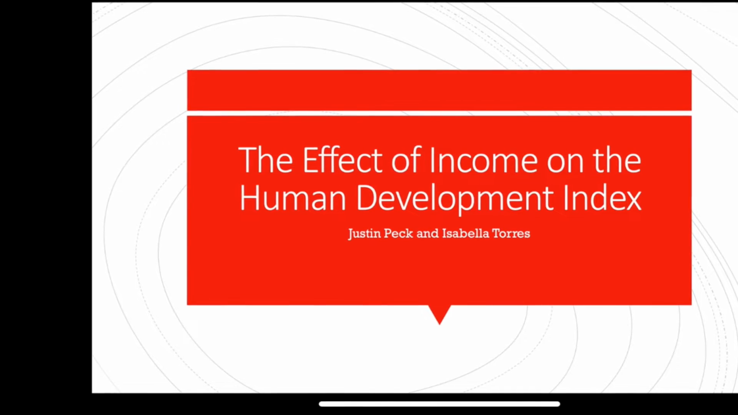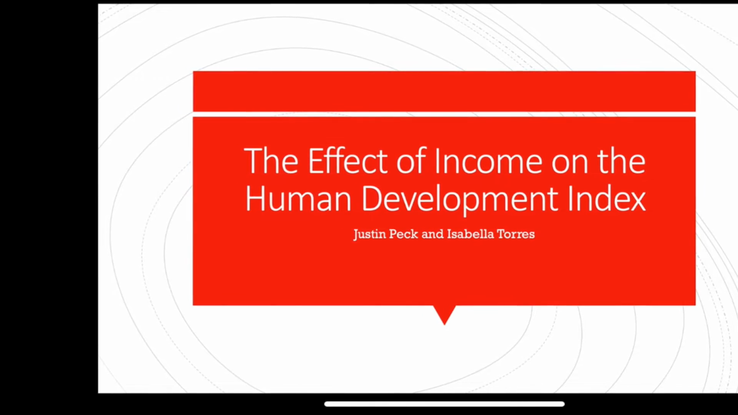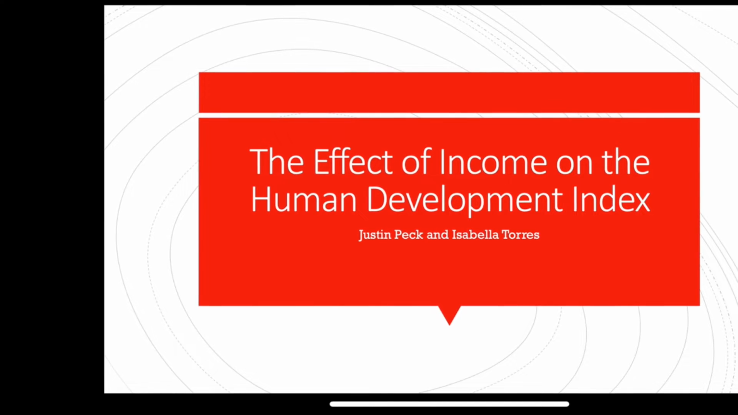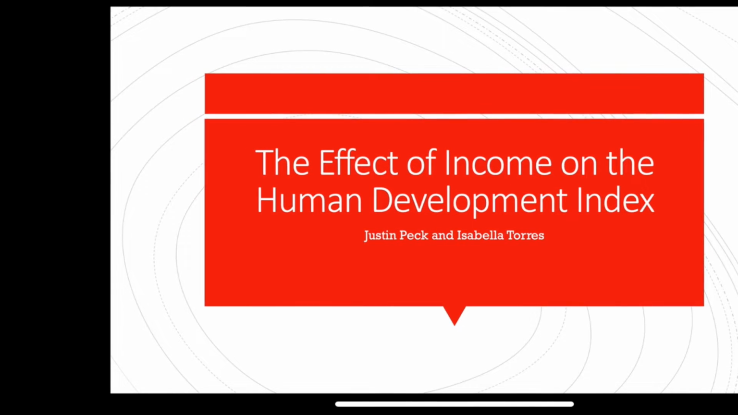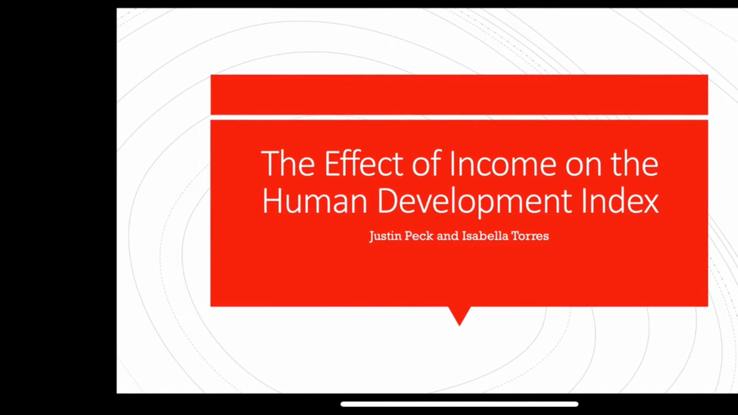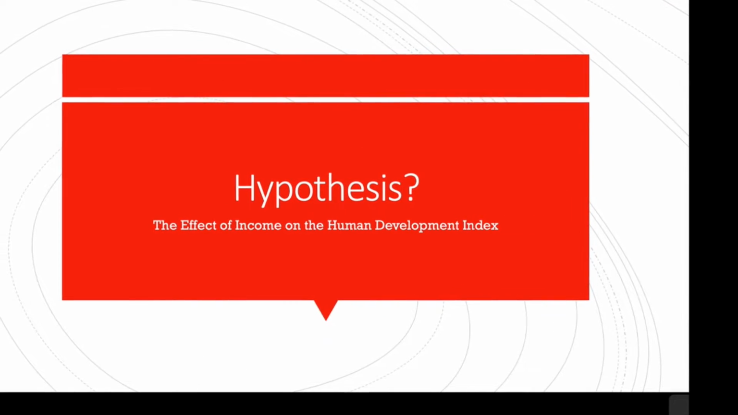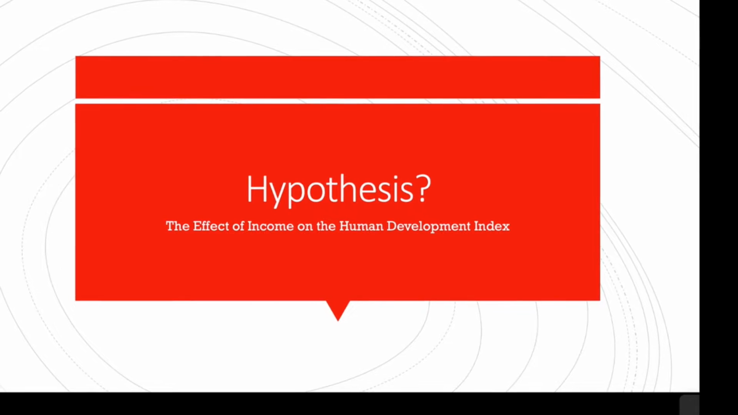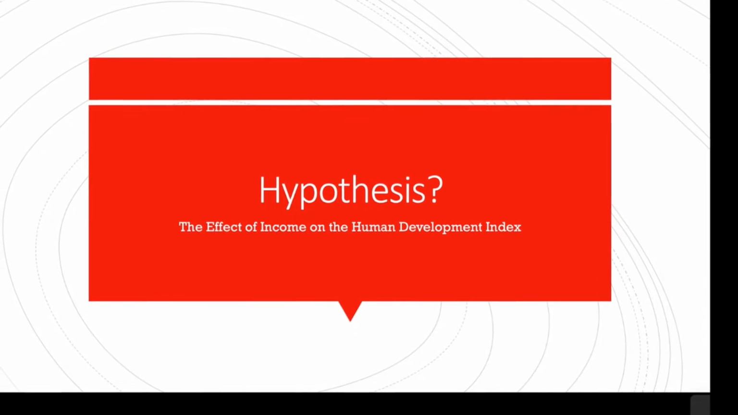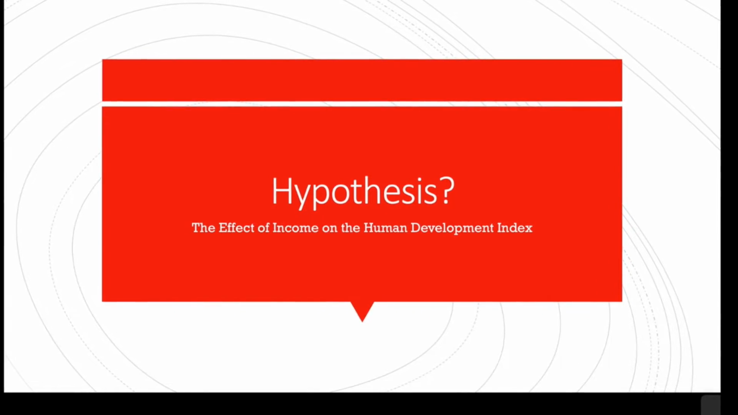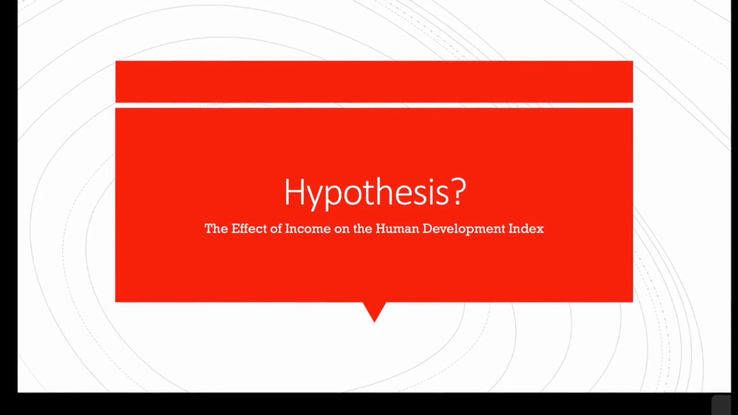Today, we will be looking at the relationship between the Human Development Index and income per person, GDP per capita, PPP, and inflation adjusted with a 2011 base year. We hypothesize that the Human Development Index will have a positive relationship with income, meaning that an increase in the Human Development Index will simultaneously have an increase in income.